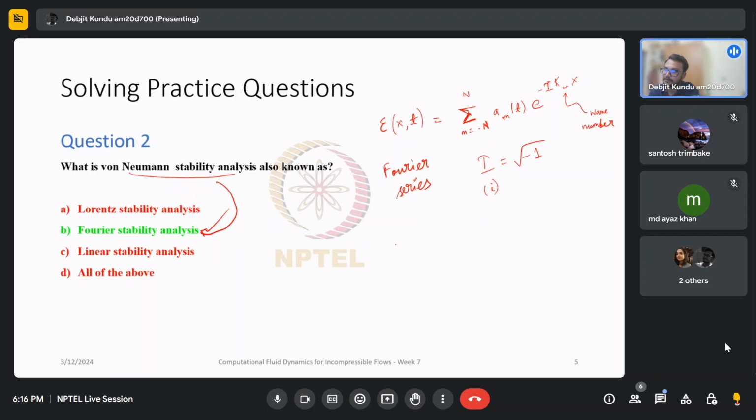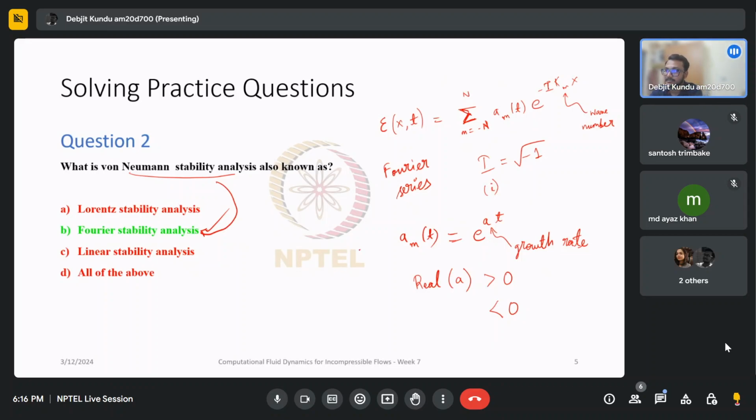Another important property here is that the amplitude of the Fourier term, which is a function of time, can be written as e to the power a t, where t is time and a is the growth rate, which can be a complex number or even a real number. Doesn't matter. The thing is, if the real part of this growth rate is greater than zero, the amplitude grows in time, and if it's less than zero, it decays in time. This determines the growth of each Fourier mode, and that's what determines whether the numerical scheme being used is stable or not.